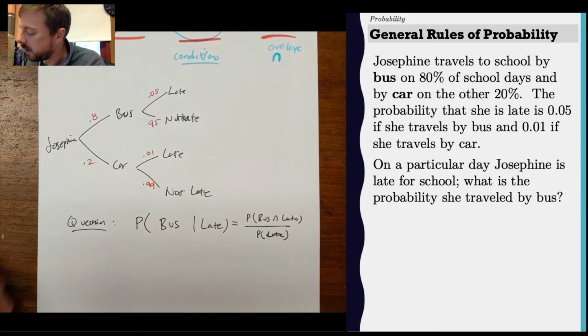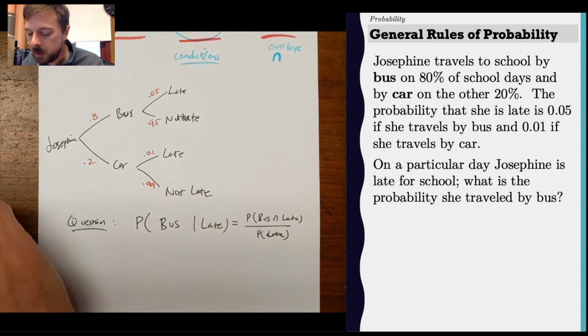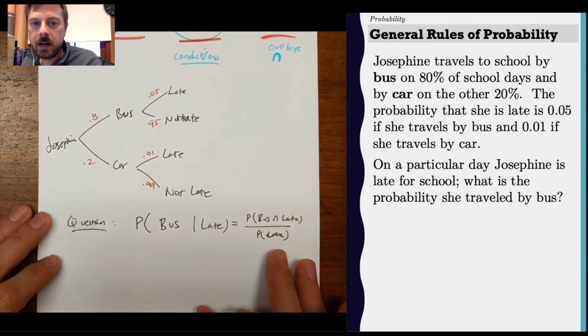So now we just need to figure out these probabilities. And I always like to start with the denominator. Let's start with the denominator. I want to look at what's the probability that we end up in a world in which Josephine is late, right? What's the probability we end up in a world that Josephine is late?